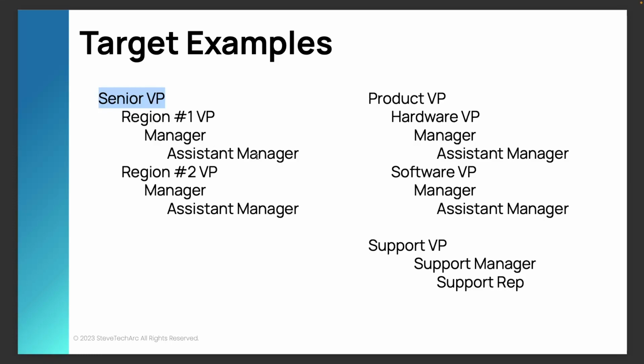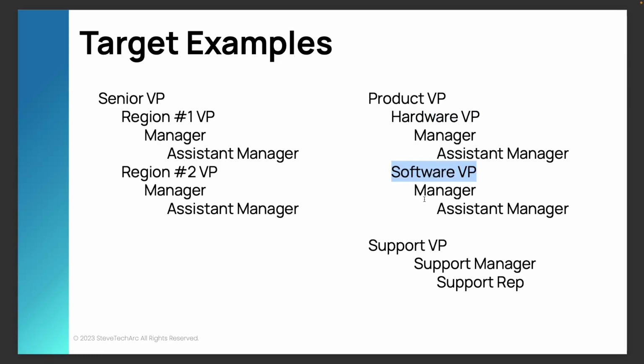Now, if you wanted to target hardware and software, you could target a product VP and subordinates, which would then give you everyone below. Or you could target one role, a second role, and then you could put both of these roles in a public group. So you want to be looking at your targeting.